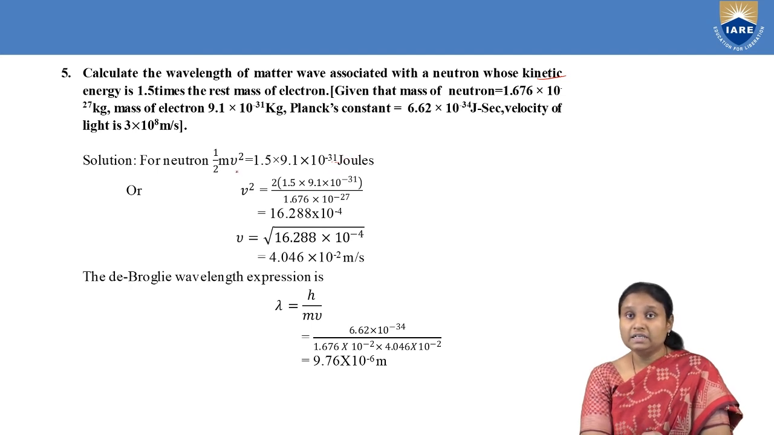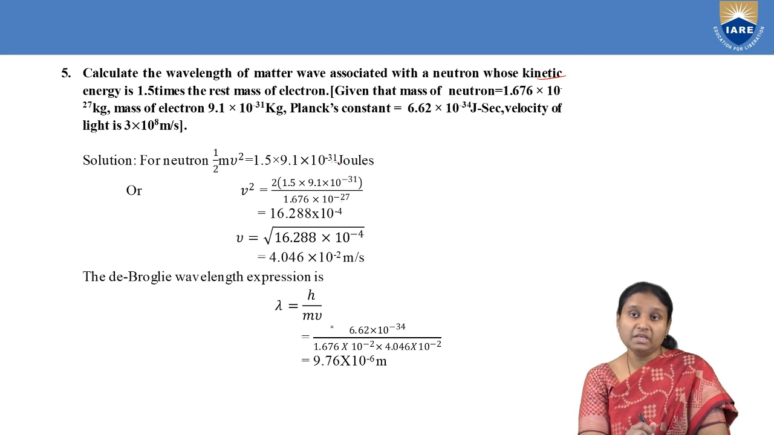We know kinetic energy is half mv square, and from this we can find the velocity like this. And what is the mass of the neutron? It is 1.67 into 10 power of minus 27. If we simplify this value, we'll find the velocity. Once we know the velocity, how can we find the de Broglie wavelength? It is given by h by mv.